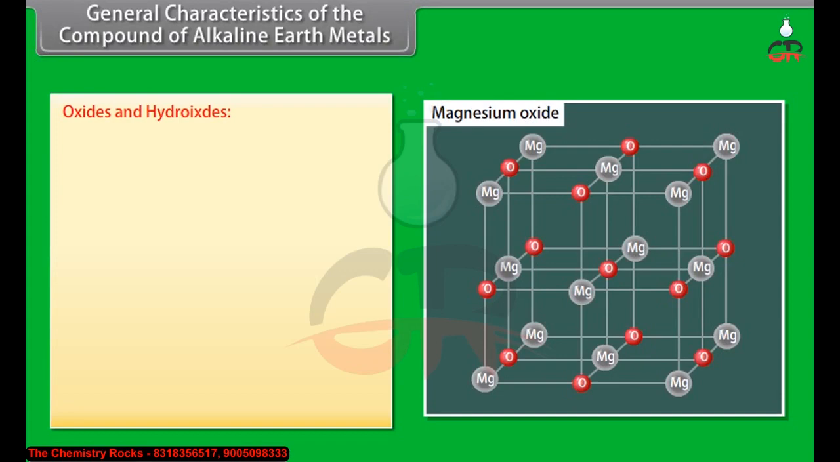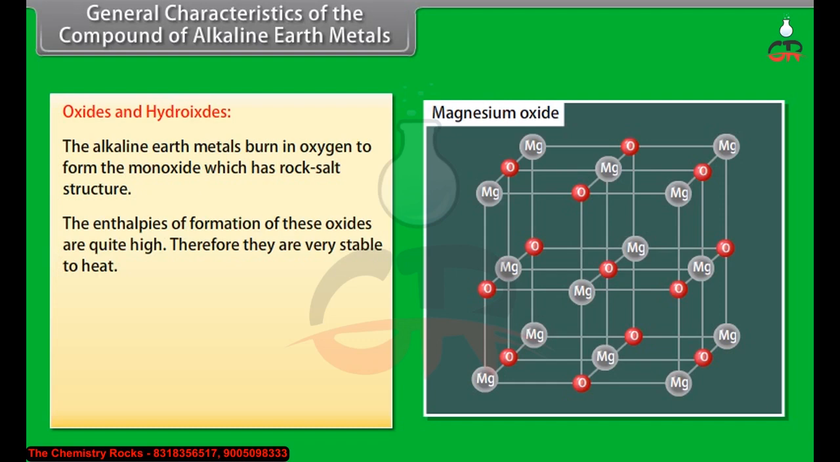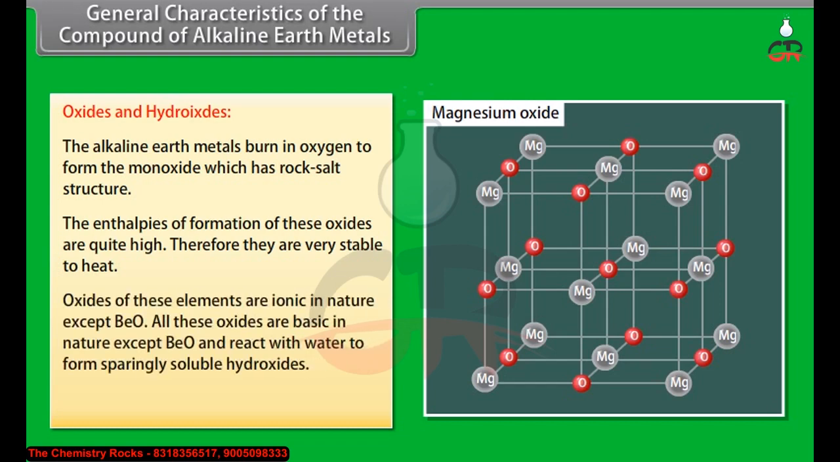Oxides and hydroxides. The alkaline earth metals burn in oxygen to form the monoxide, which has rock salt structure. The enthalpies of formation of these oxides are quite high. Therefore, they are very stable to heat. Oxides of these elements are ionic in nature, except BeO. All these oxides are basic in nature, except BeO, and react with water to form sparingly soluble hydroxides.